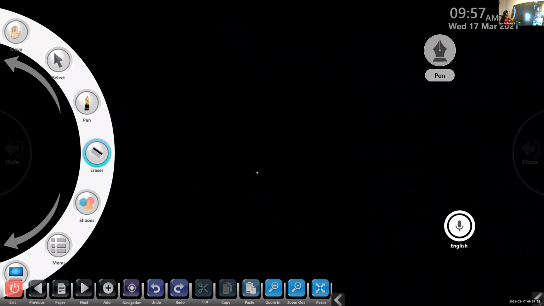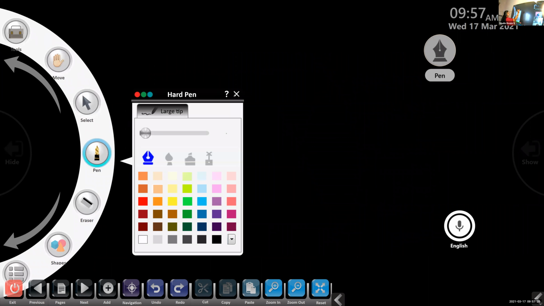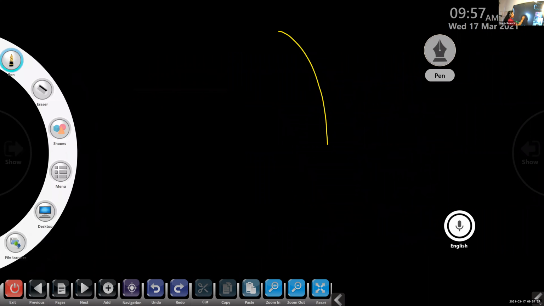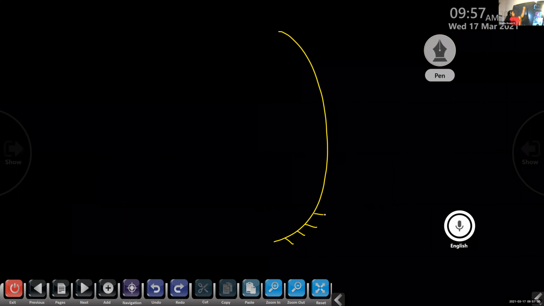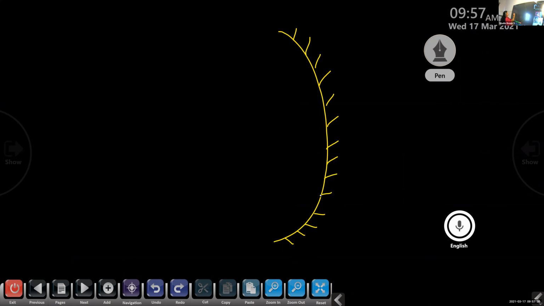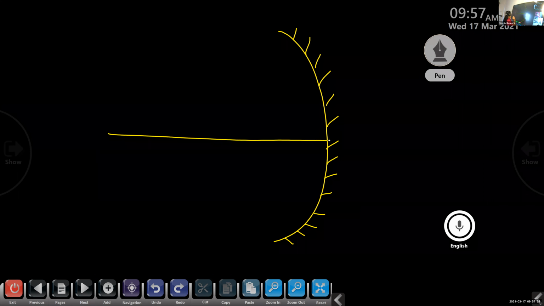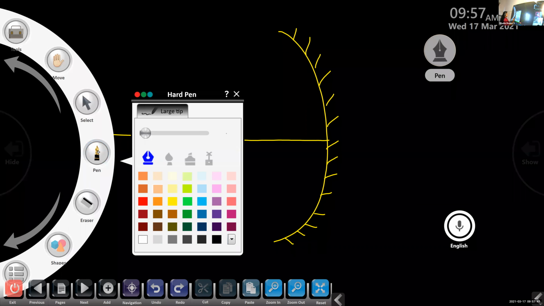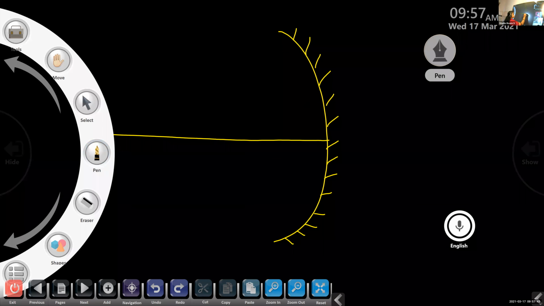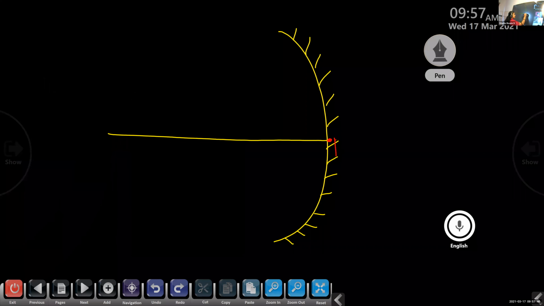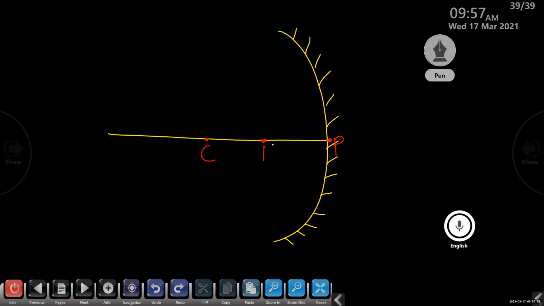Okay. So in order to draw the ray diagrams, the first basic step is to draw the concave mirror and mark all its points. Draw the concave mirror. Mark all the points of the concave mirror. What does this point represent? It is representing the pole. Here, the center of curvature. In between the pole and the center of curvature, what does our point represent? Principal focus. Very good. Principal focus F.